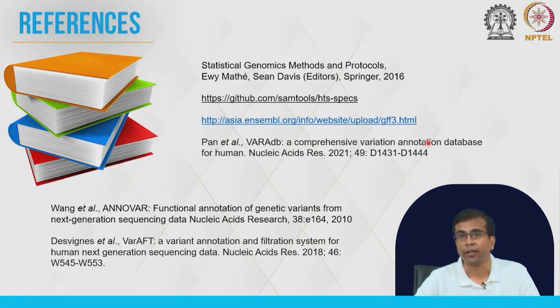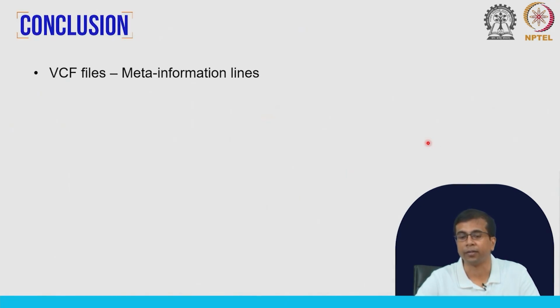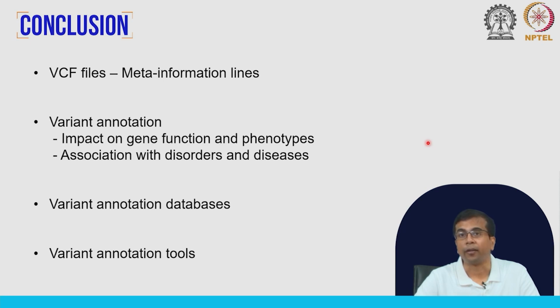Here are the references that we have utilized for this class. Just to summarize, we have talked about BCF files and the meta information lines, which give us a complete picture of the data lines, what kind of information we are getting in them. Then we talked about variant annotation, looking at the possible impact of variants on gene function and phenotypes, and trying to associate them with disorders and diseases if they are known already. We talked about some variant annotation databases that will be useful especially if you are working with human data, and we also talked about some variant annotation tools that can be utilized.